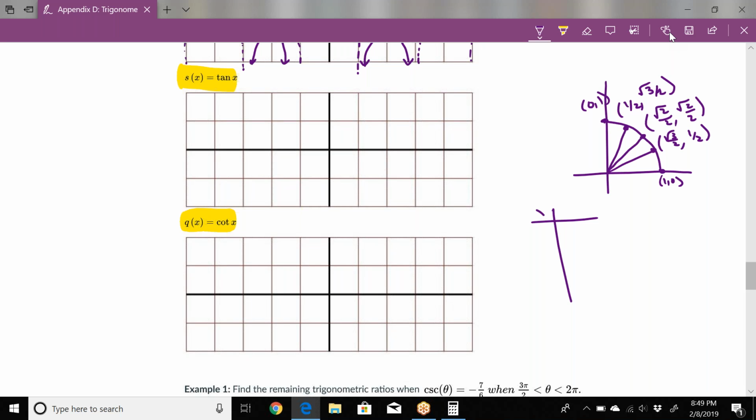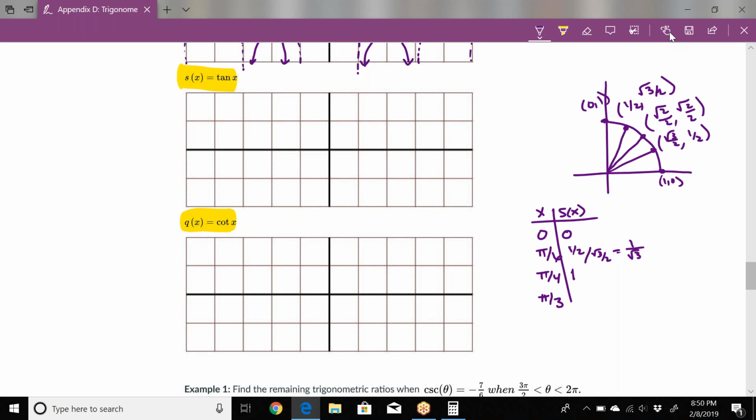So if we're doing the tangent function, remember at 0, we would be putting 0 over 1, so that's going to be 0. At pi over 6, we'd be putting 1/2 over square root of 3 over 2. Now the 2's are going to cancel out. If you think about multiplying by the reciprocal, this ends up being 1 over the square root of 3. At pi over 4, you put the same thing over itself, so you get 1.